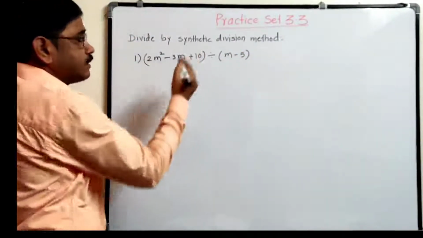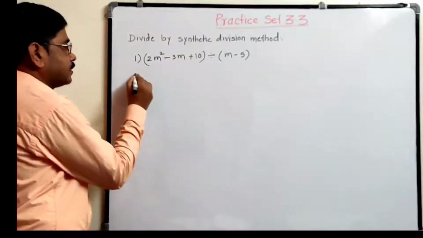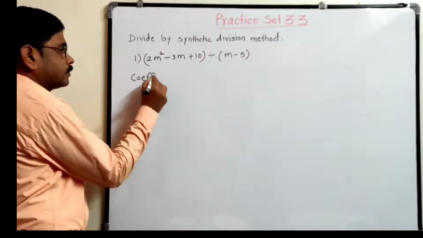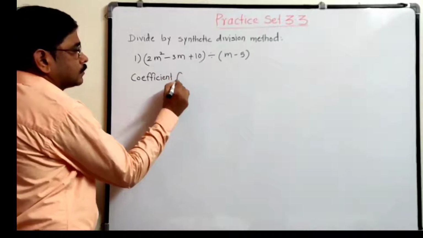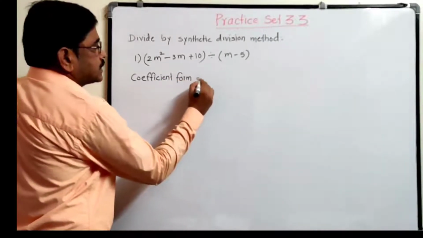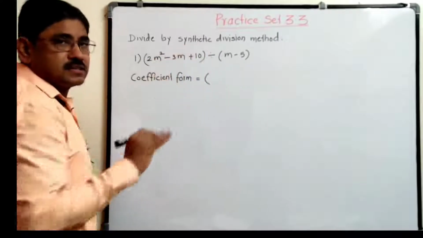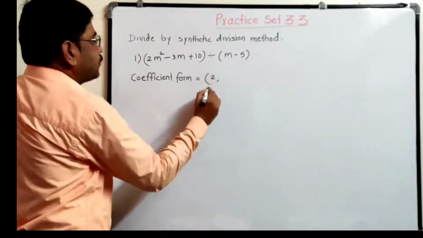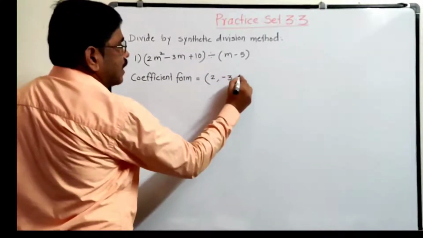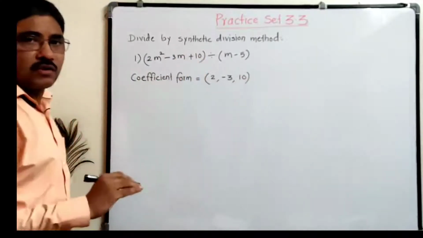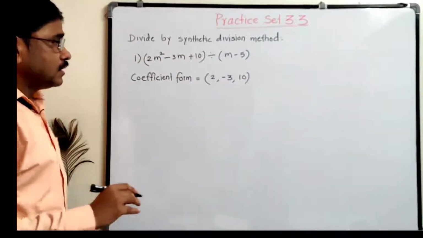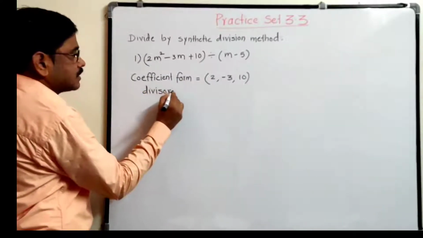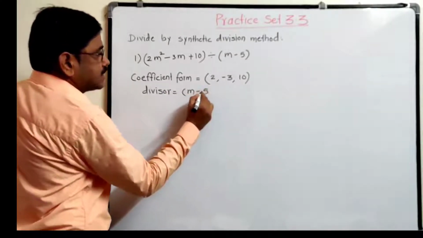So first write this one in the coefficient form. Coefficient form is equal to, here it is in standard form or index form, 2 minus 3 and 10. No need to write in index form because it is already in index form, descending order of their powers. Now divisor, that also write here, divisor is equal to m minus 5.